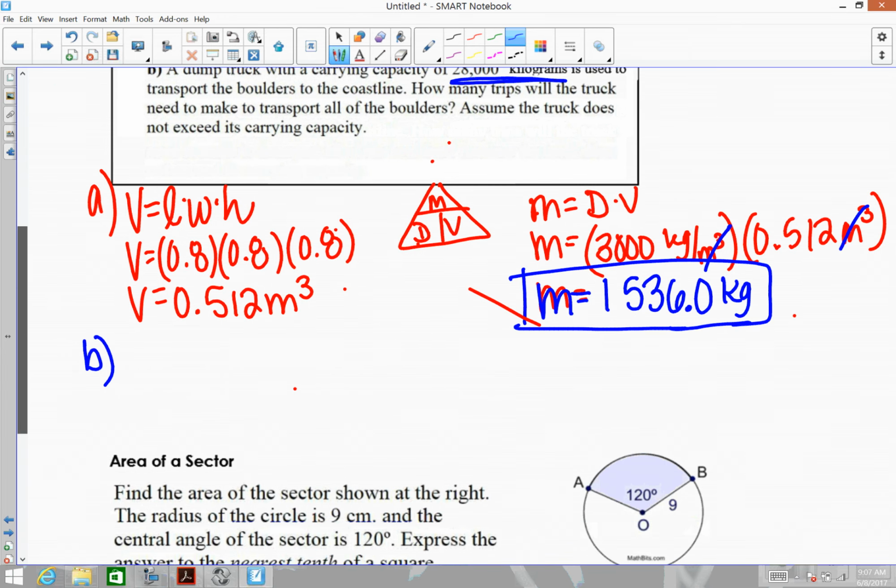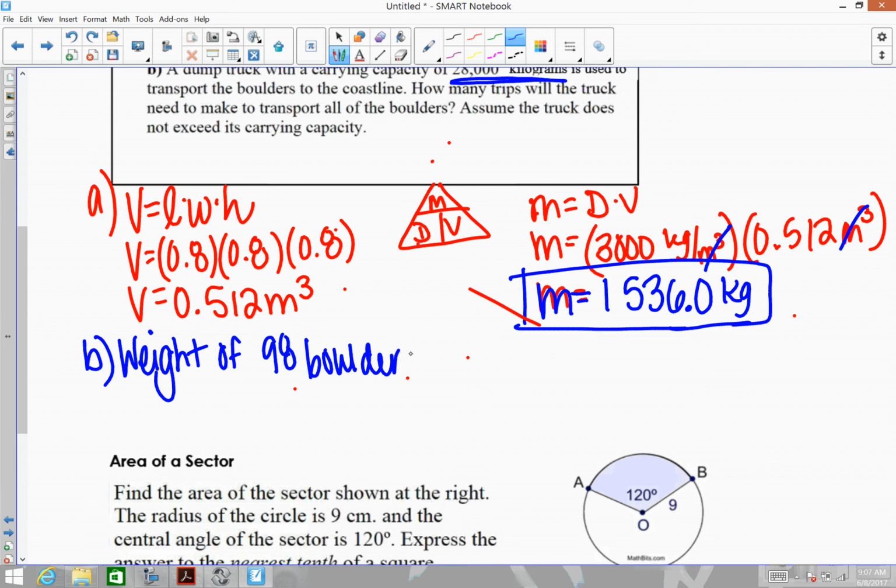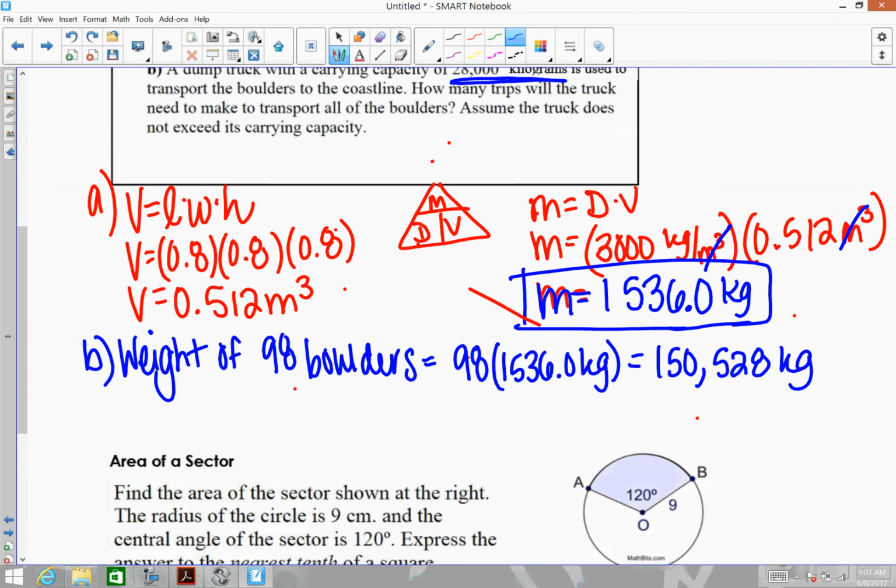So what we should do is find the total weight, the weight of all 98 boulders. We know the weight of one boulder, so just multiply that by 98. So 98 times the weight of one. So we get 150,528 kilograms.